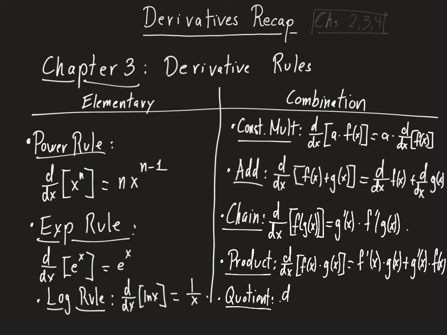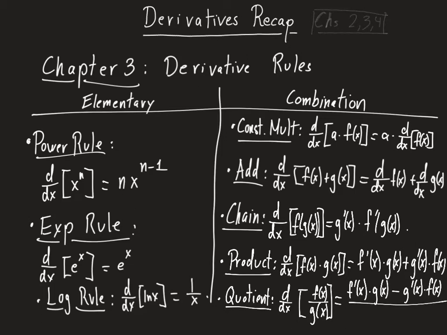And again, as the name implies, the quotient rule tells us how to take derivatives of cases where you have one function divided by another. The quotient rule tells you that to find the derivative of f of x divided by g of x, you have the derivative of the top function times the bottom function, minus the derivative of the bottom function times the top function, all of this divided by the bottom function squared.